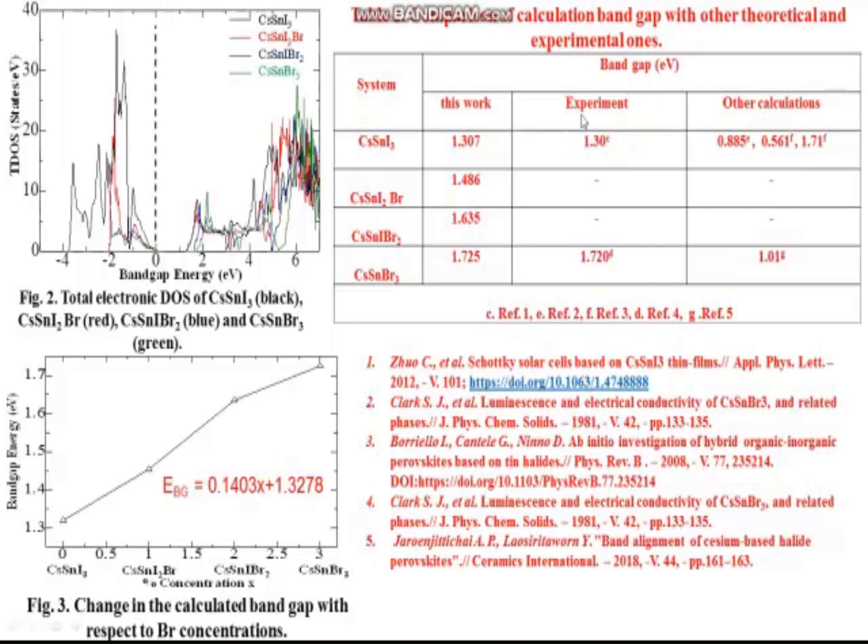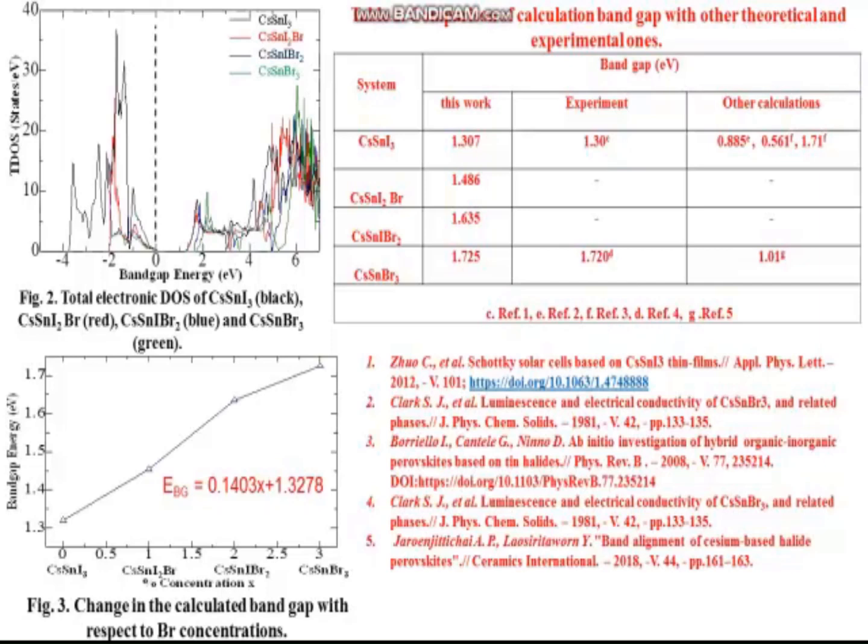The good agreement of the band gap of the terminal elements, that is cesium-scandium-I3 and cesium-scandium-Br3, with experiments and current calculations indicates the correctness of our MBJ calculations. These calculated band gaps are plotted in Figure 3, which suggests the band gap increases linearly as the bromine concentration x increases in the case of cesium-scandium-I3-xBrx.